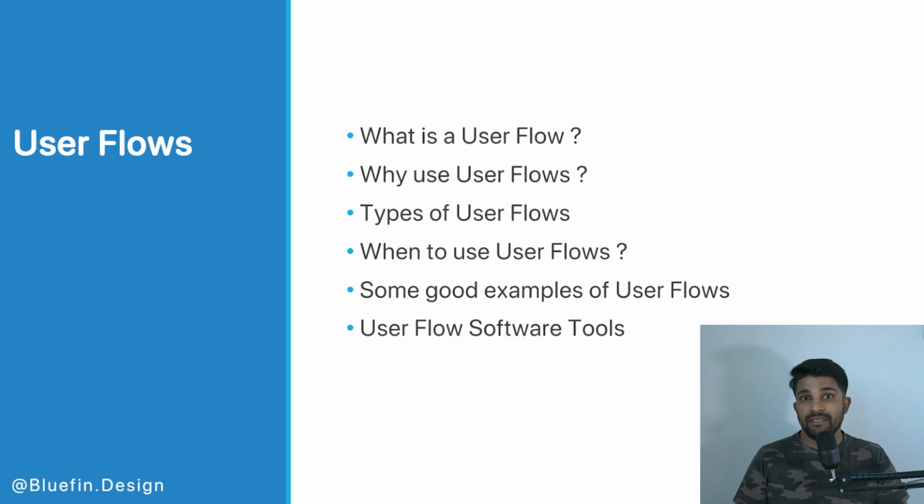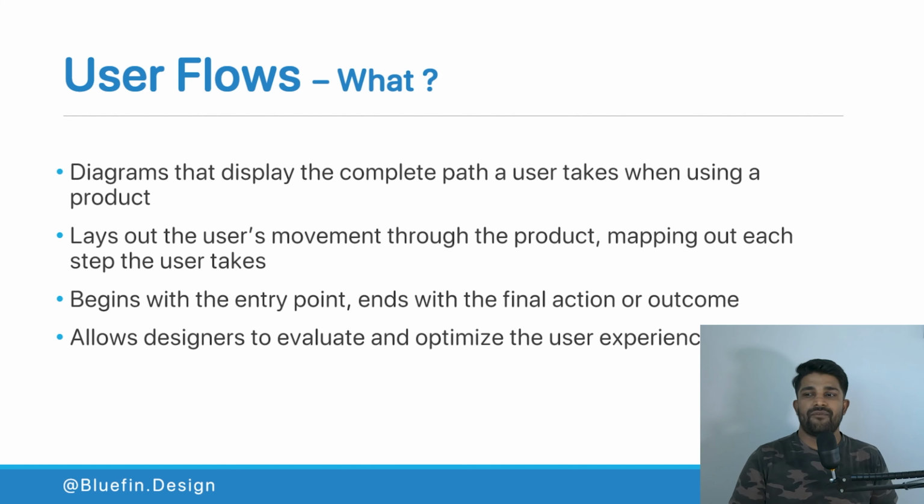So again, a user flow is basically a diagram that displays the complete path the user takes when using a product or a service. So it actually lays out the user's movement, like a step-by-step movement of the user from start to finish, mapping out each and every step that the user takes. So naturally, it begins with the entry point from where the user starts interacting with your product, and then maps out every step until the end of their process or the outcome.